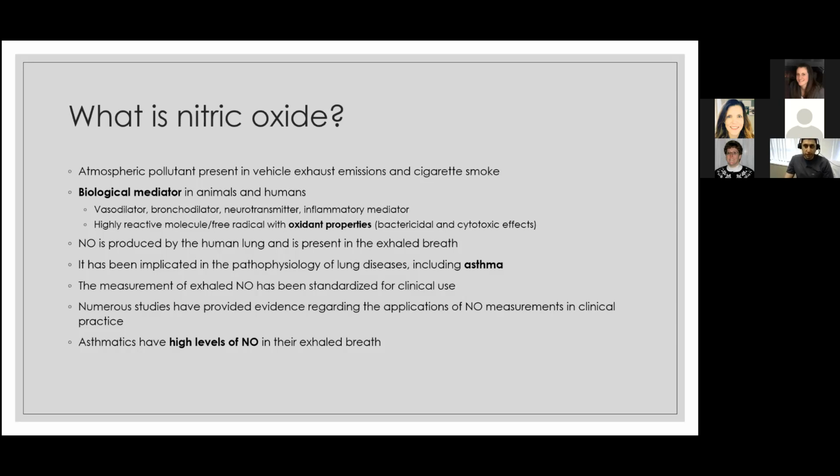It's actually produced by the human lung, and it's present in the exhaled breath. It's been implicated in the pathophysiology of lung diseases, including asthma. And the measurement of exhaled nitric oxide has been standardized for clinical use. There are numerous studies that have provided evidence regarding the applications of nitric oxide measurements in clinical practice. In general, asthmatics tend to have higher levels of nitric oxide in their exhaled breath.